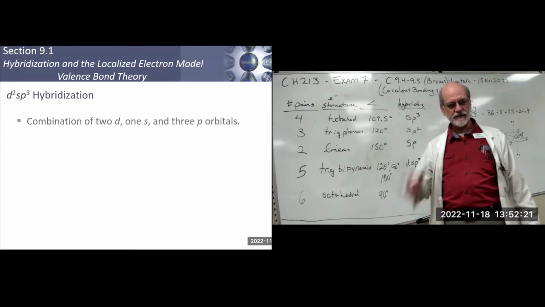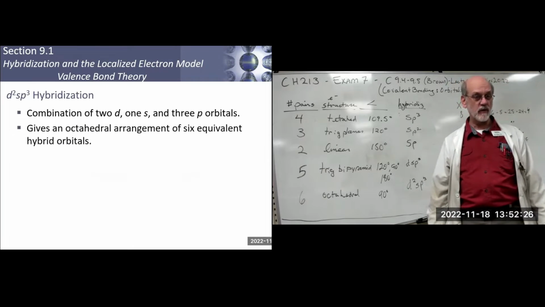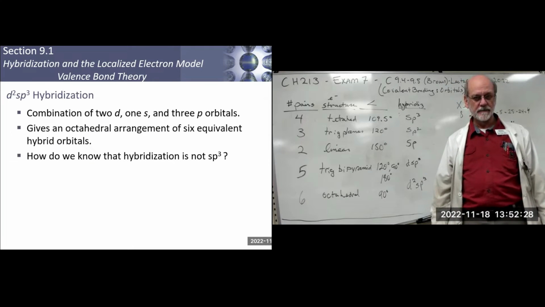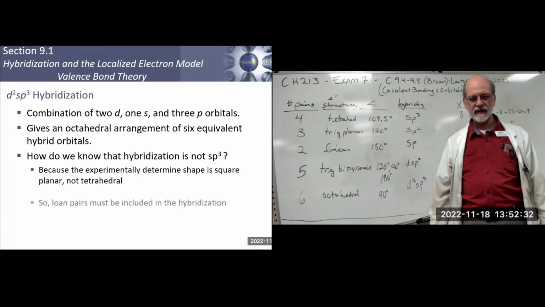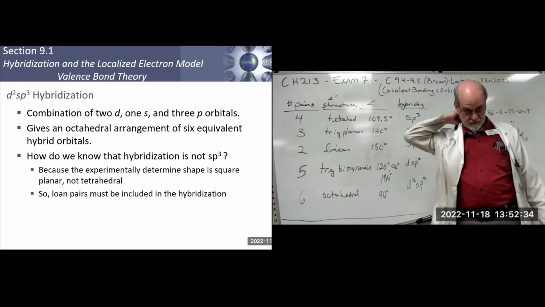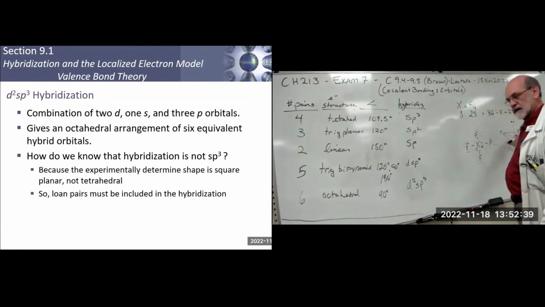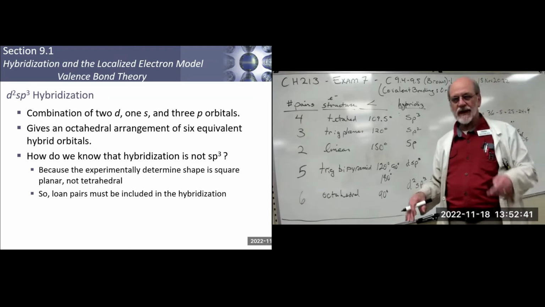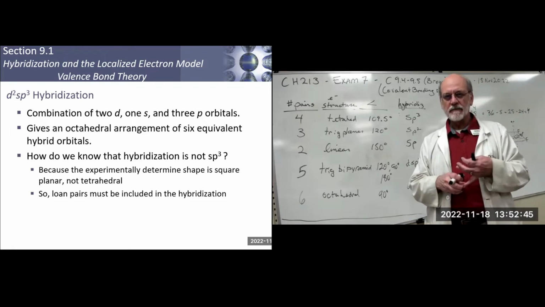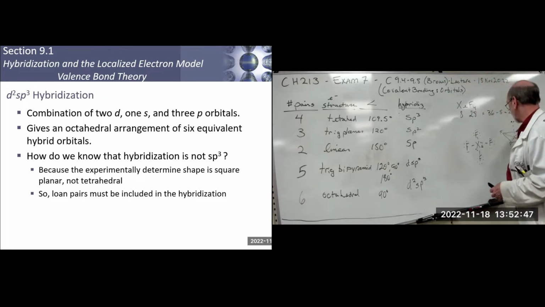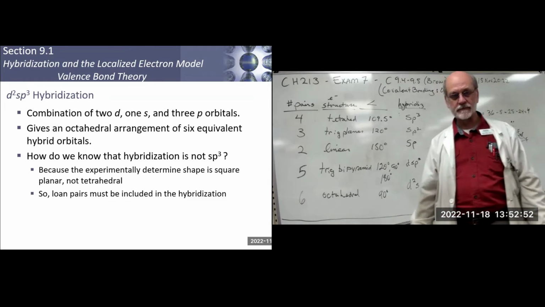All right, so that's the d2sp3 hybridization that gives us 6 equivalent hybrid orbitals. And we know that this is valid because experimental evidence says that it's not tetrahedral, but in fact it is square planar. So we have to arrange them that way.